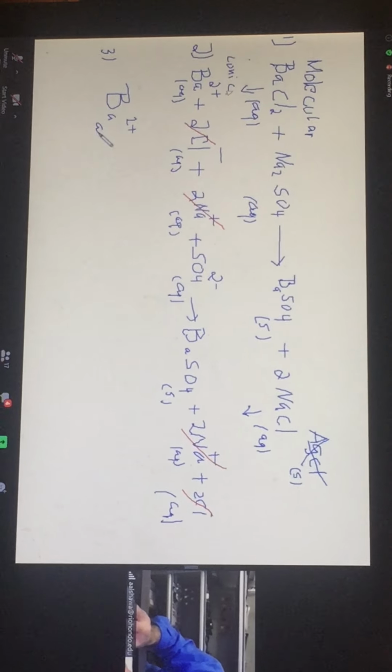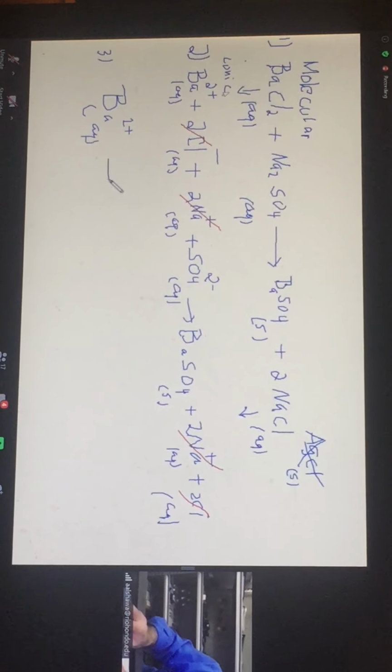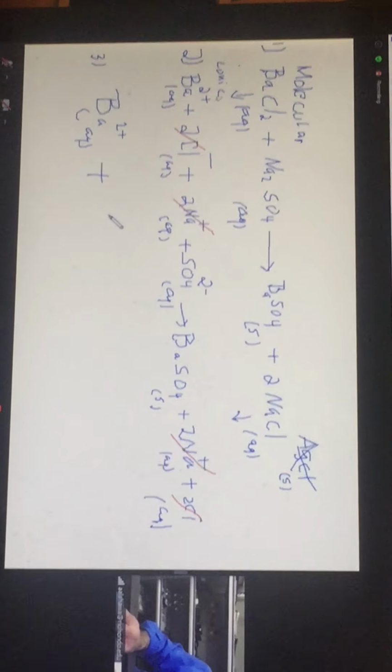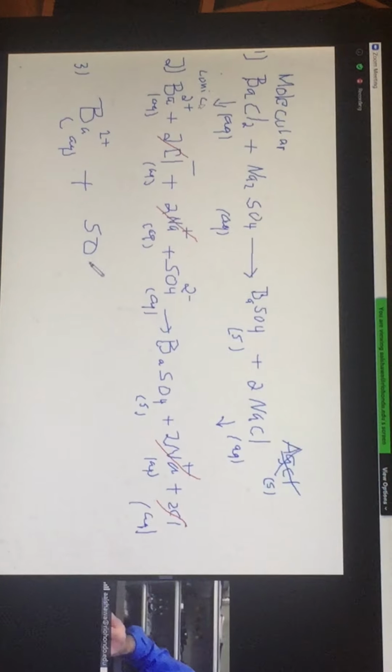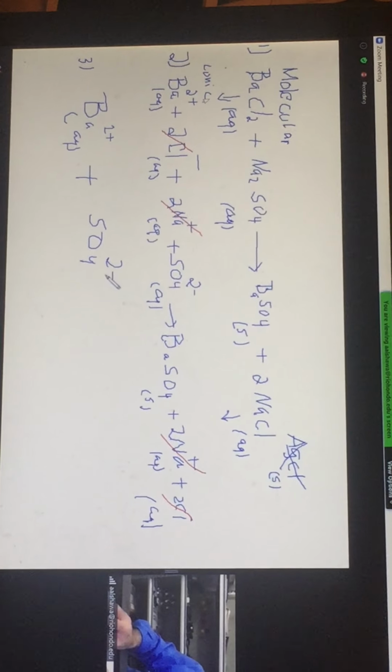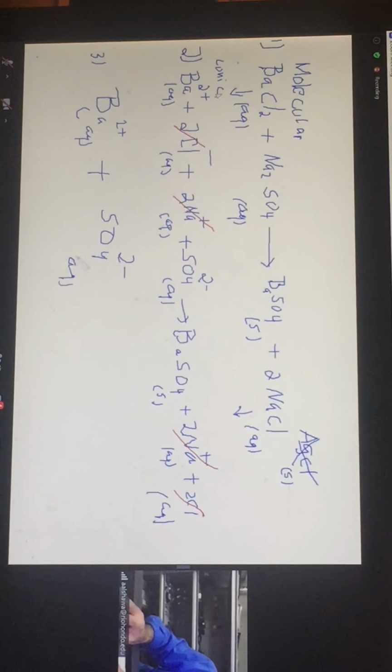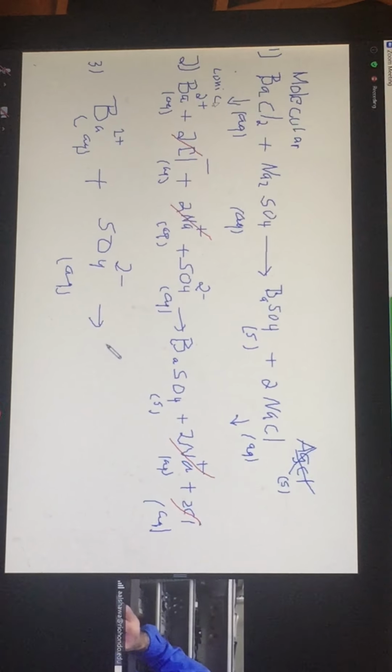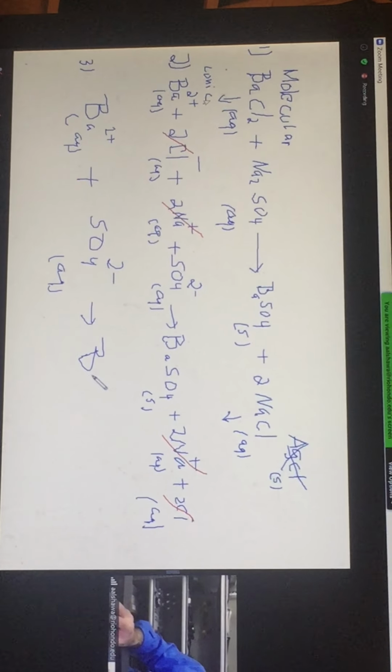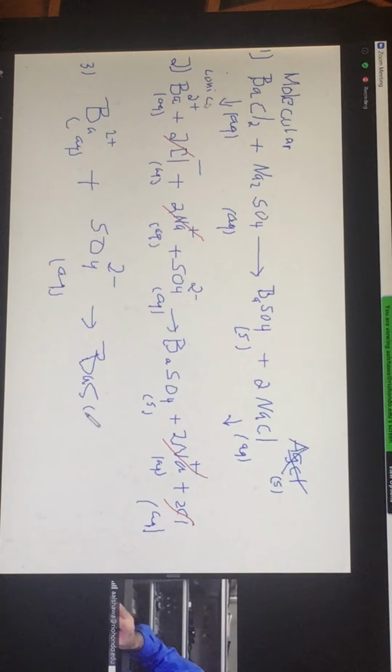aqueous, plus sulfate, aqueous, producing barium sulfate, solid.